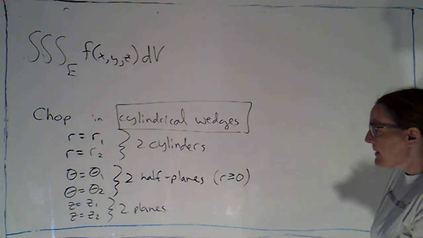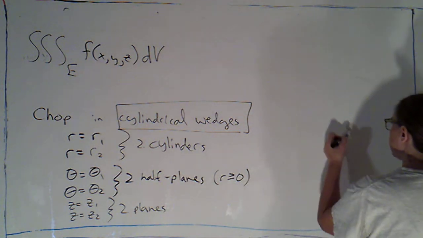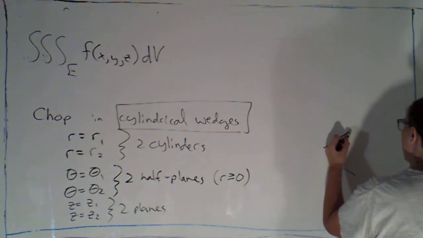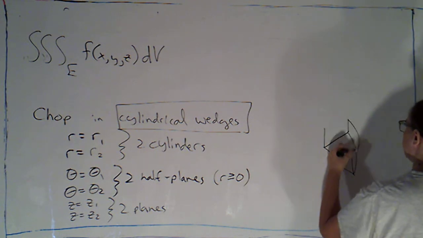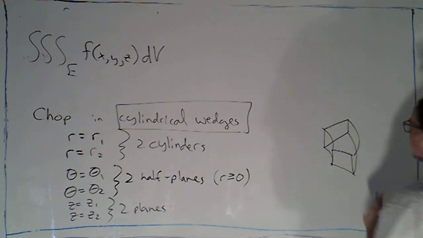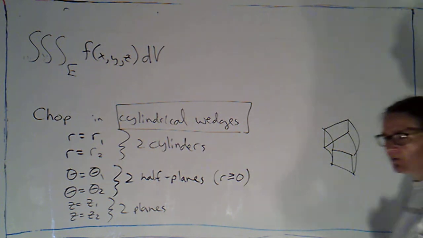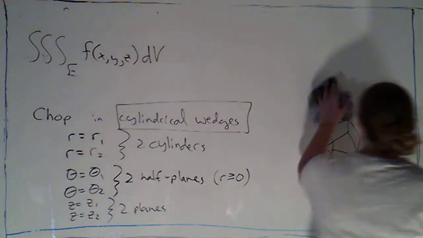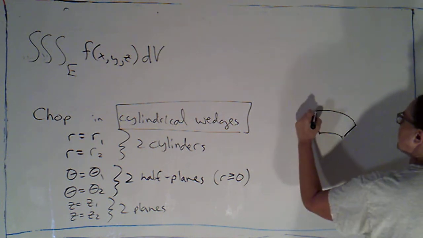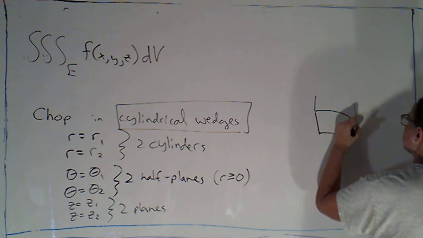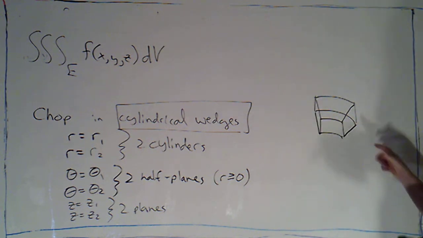And essentially, what I'm getting is these four boundary curves would just describe a polar rectangle in the XY plane, and then I'm doing a vertical extrusion of that. So, I'm going to basically be getting something, you know what, I can draw that better. So I would have some polar rectangle in the XY plane, and then I'm just doing a vertical extrusion of that. And there's my cylindrical wedge.